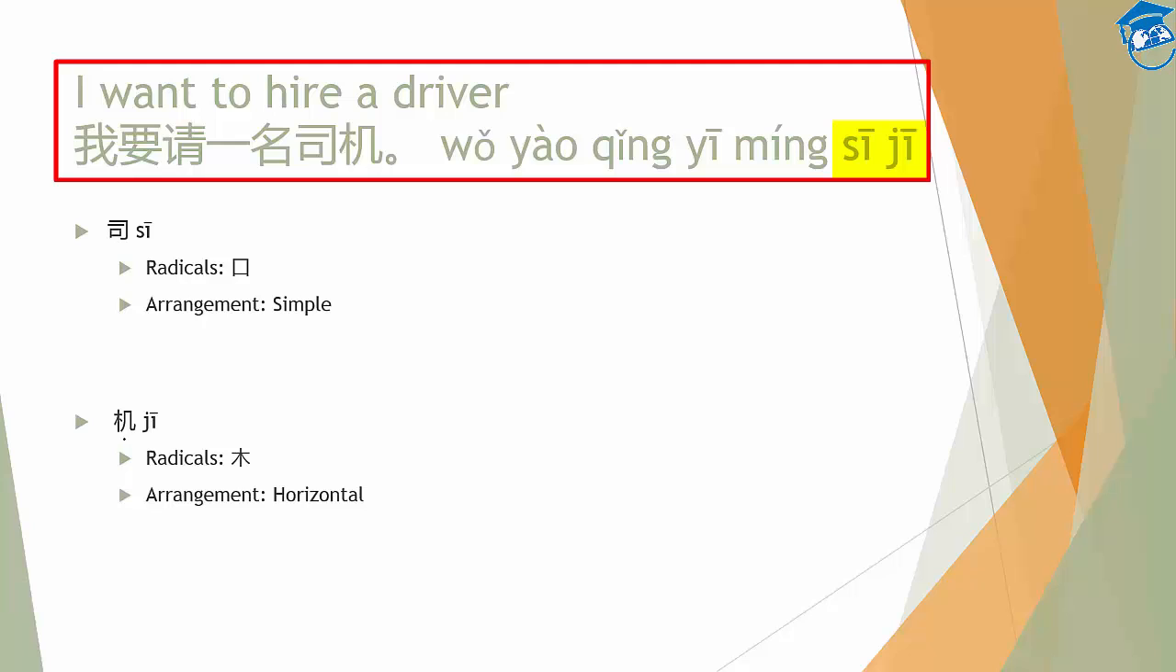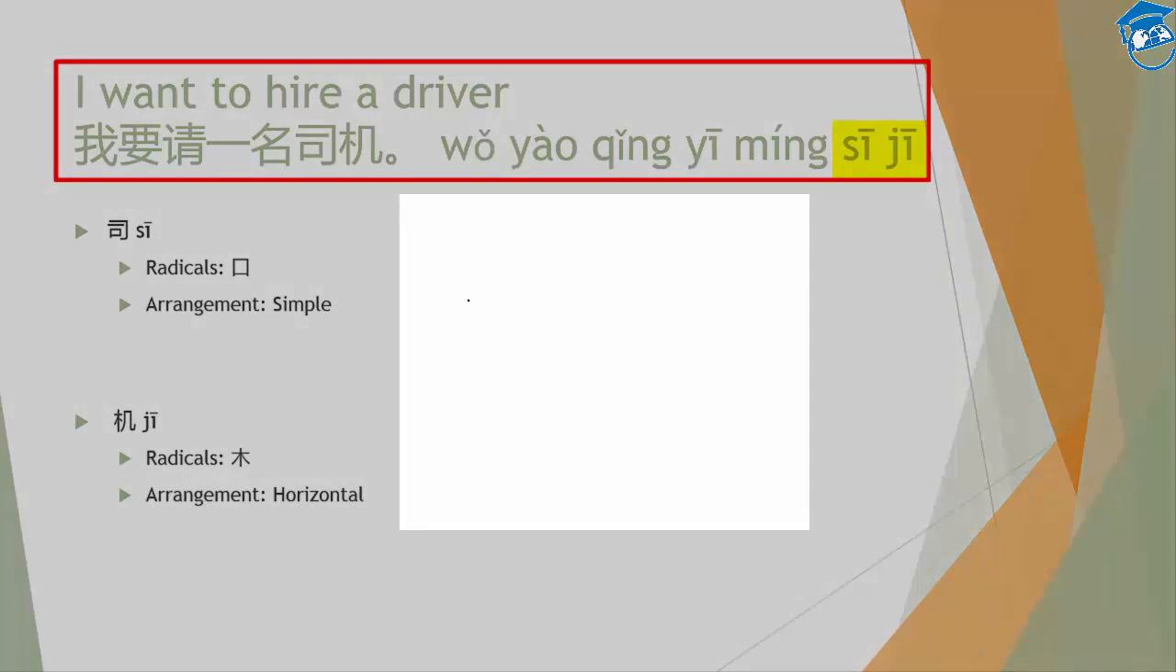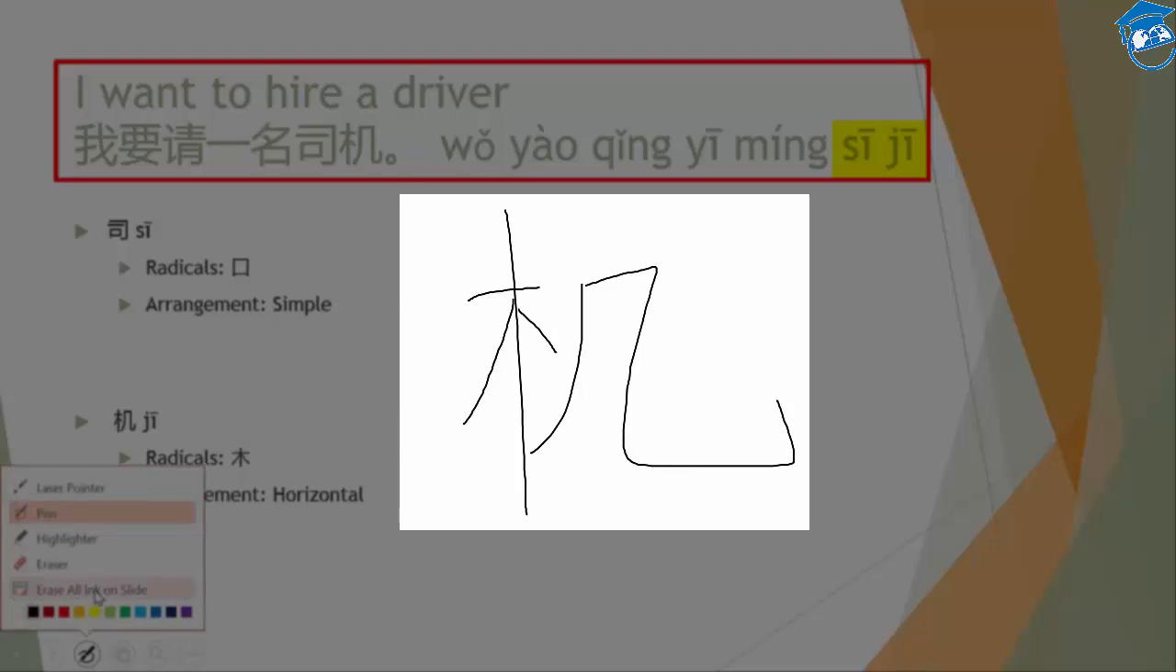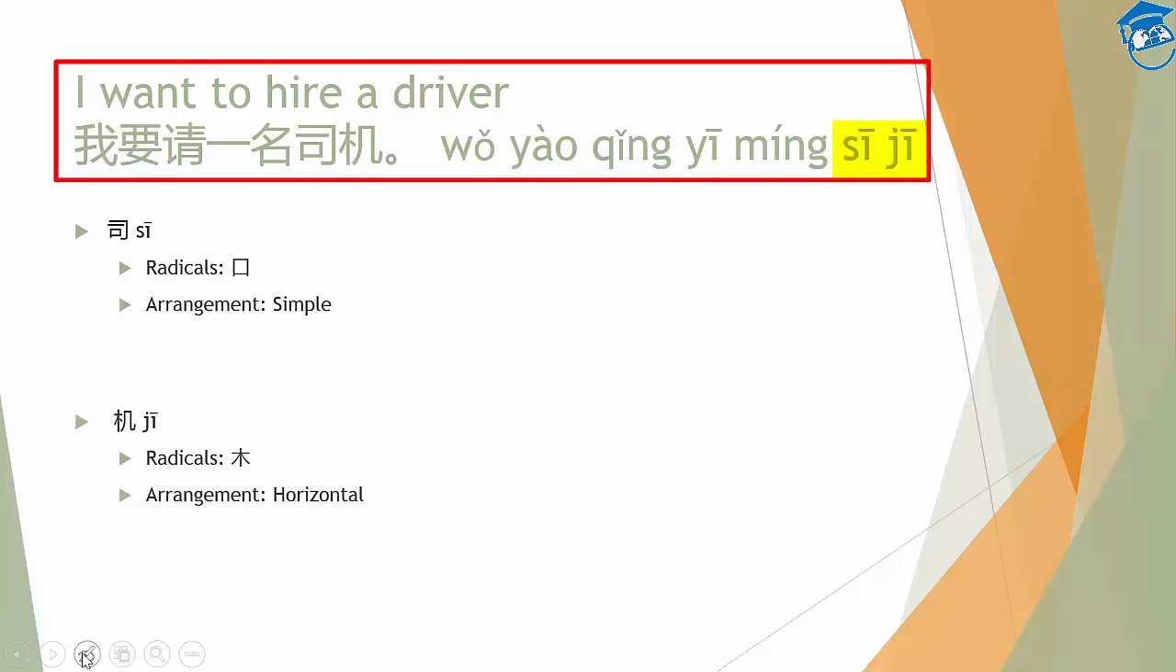The next one is 机. So 机 here actually means machine, but I know it is quite awkward here, so I'm not putting anything here. The radical is this one. The arrangement is horizontal. So here's how to write 机. 1、2、3、4、5、6、机. Okay, so driver in Mandarin, it is 司机.